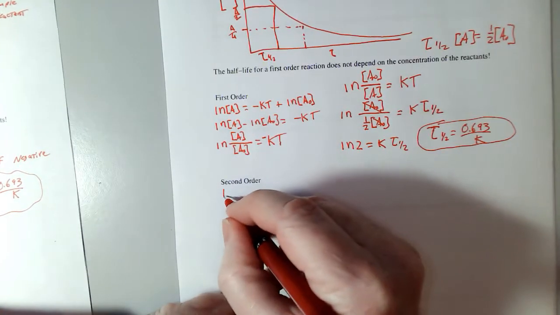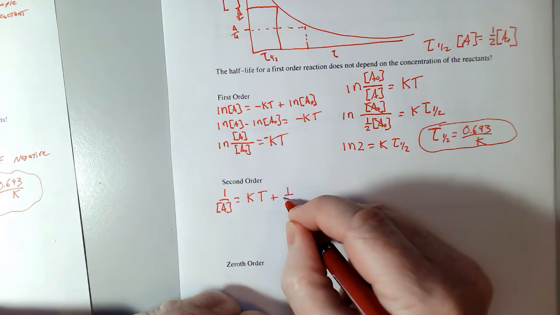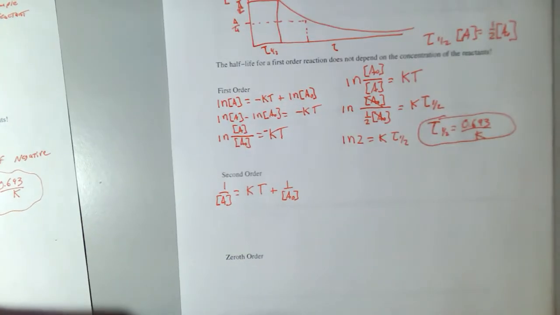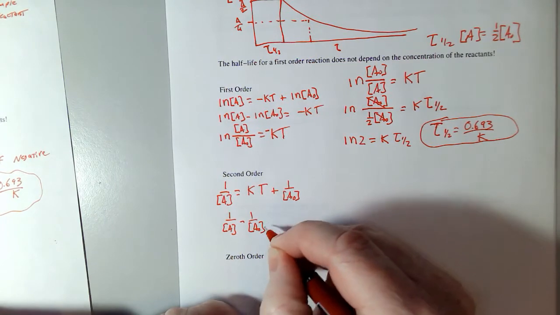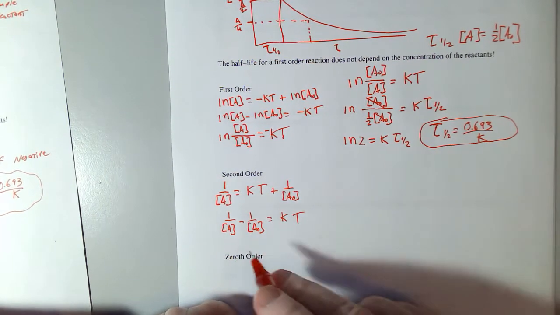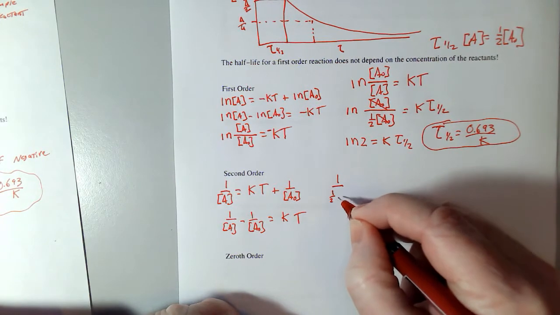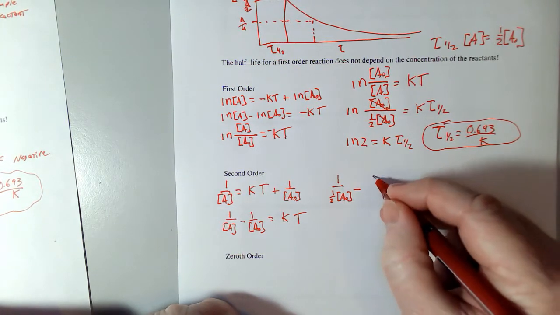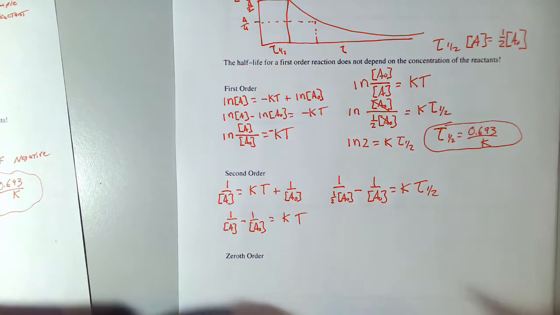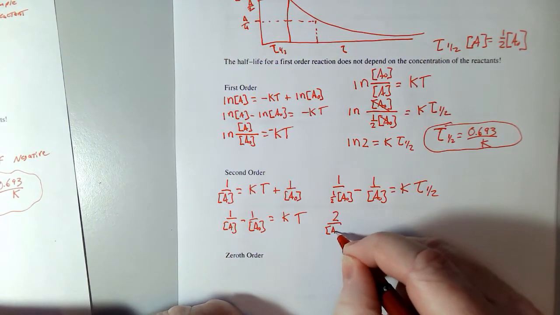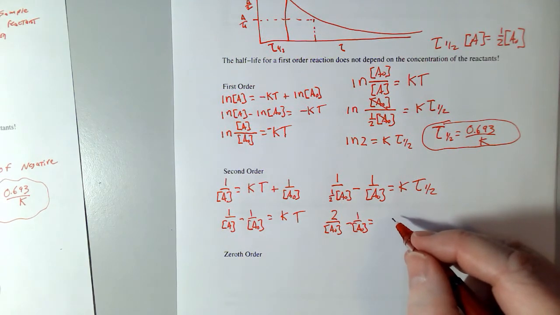Now, in a second order, 1 over A equals KT plus 1 over A naught. That is the integrated rate law for a second order reaction. So 1 over A minus 1 over A naught equals KT. A after a half-life is 1/2 of A naught. So 1 over 1/2 of A naught minus 1 over A naught equals K T1/2. This is like saying 2 over A naught minus 1 over A naught, which is going to be equal to 1 over A naught.